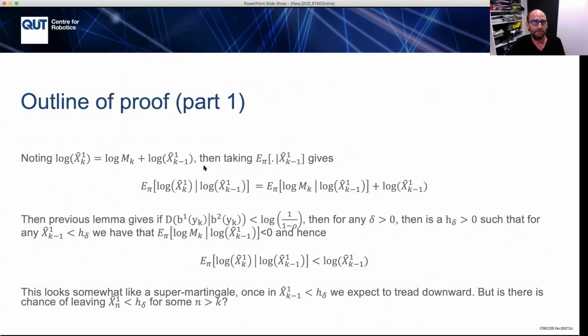So noting that we can again write the log of the no change posterior at time step k as the log of that m object I defined previously plus the log of the previous one. We can then take conditional expectations everywhere, and we get this object here. From the previous lemma, if we have that bounding property, then we know this object here is negative. And then we get something which looks like a super martingale. So it tends to trend down, but we need to think about whether there is a chance for it to jump out of this interval at some future point.